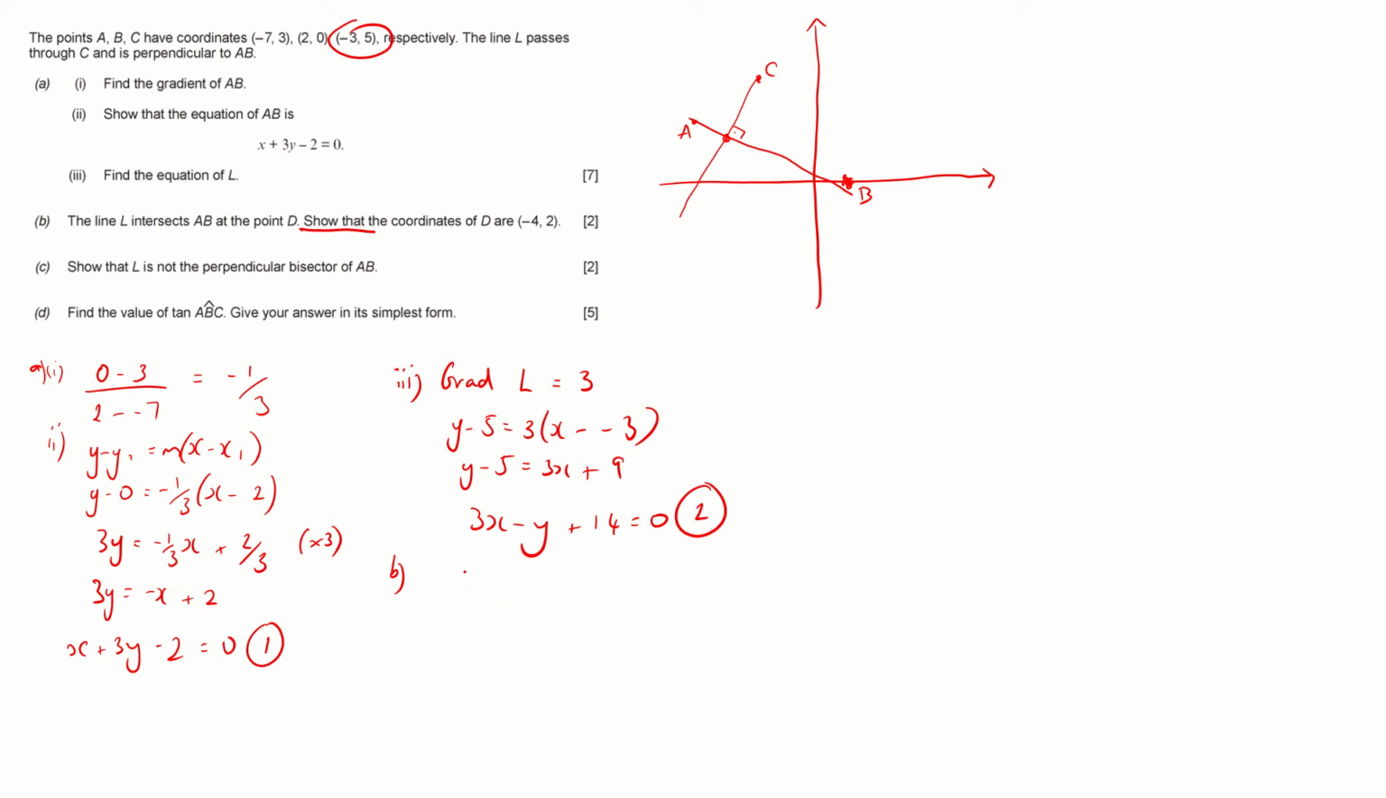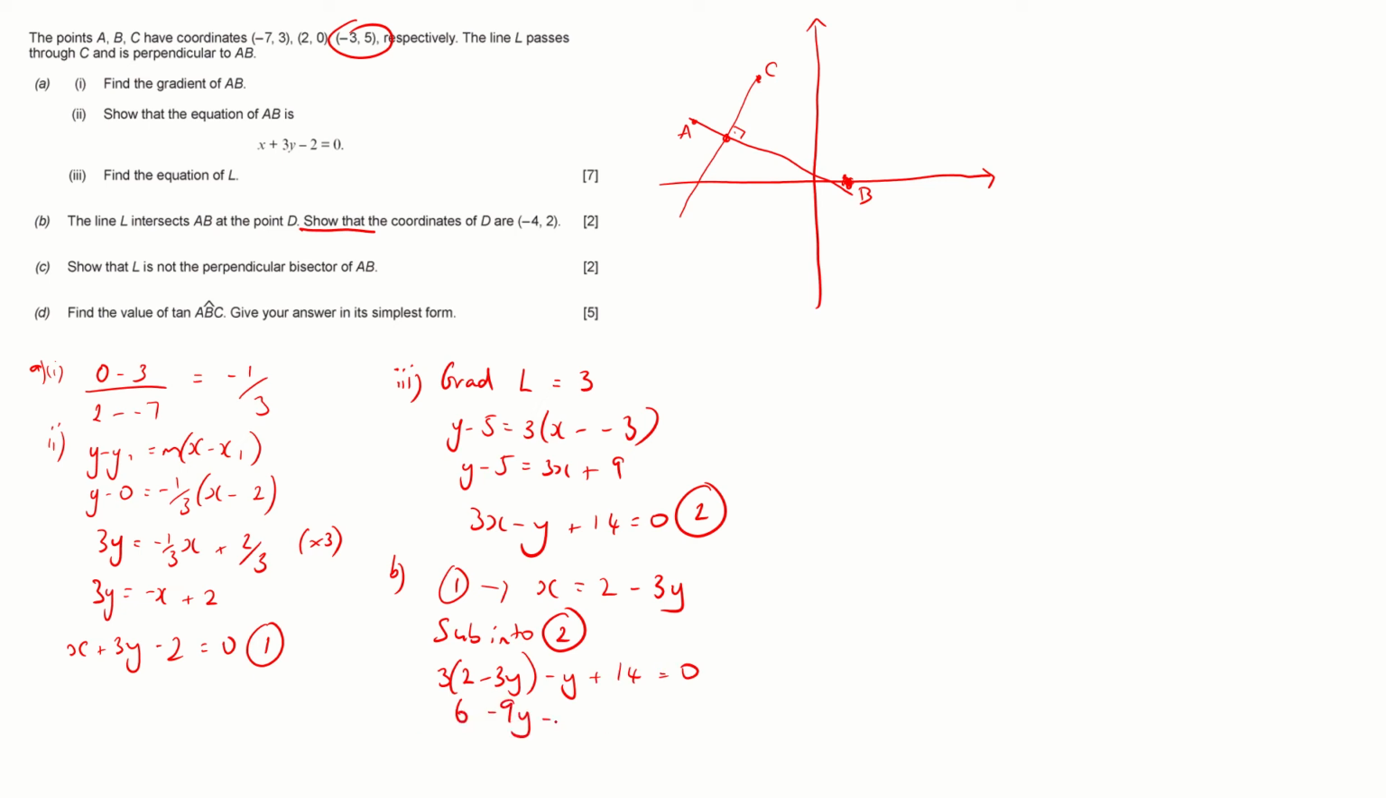What I'm going to do is rearrange equation 1 in the form x equals 2 minus 3y, and then I'm going to sub that into equation number 2. So I'm going to get 3 brackets 2 minus 3y, minus y plus 14 equals 0. Other methods obviously available for this question.